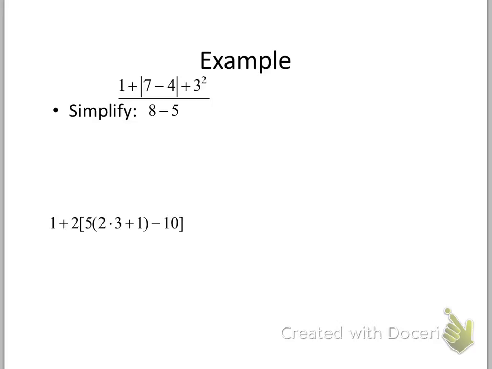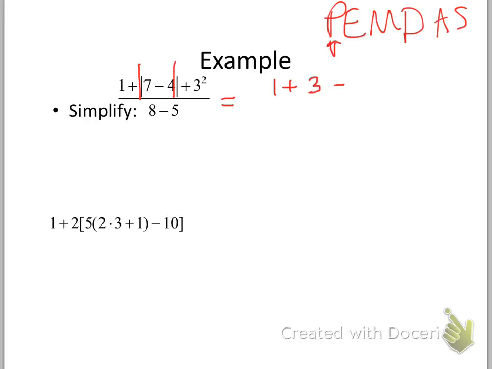Let's do another example. What you see here are the absolute value symbols. They are grouping symbols, so they come in at the P, parentheses. So I'm going to solve that first. I get 1 plus 7 minus 4 is 3, plus 3 squared divided by 8 minus 5.